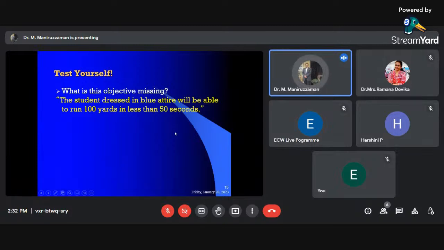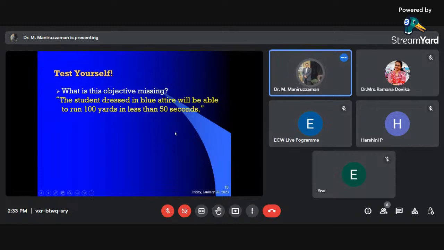The condition is missing. Under what conditions? On a track, up a hill with a 45-degree slope. See how leaving this part out can drastically affect what and how you teach.